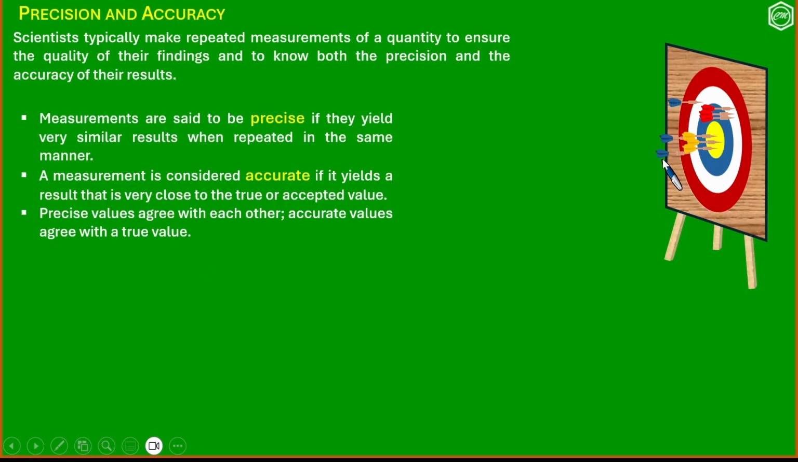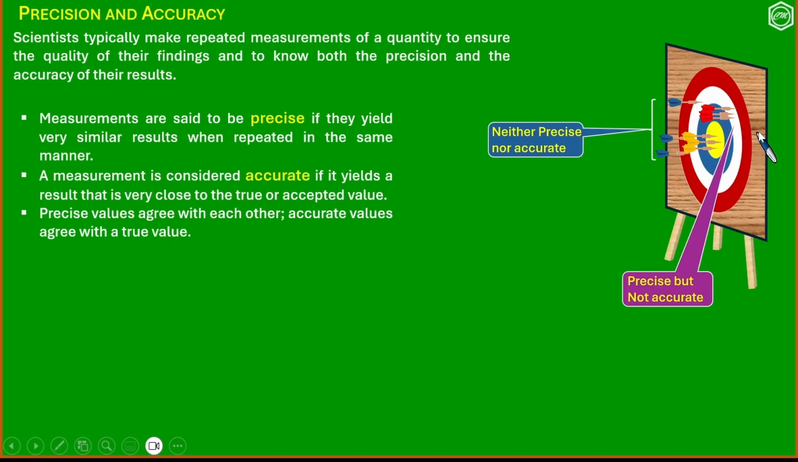Take Johan's darts. They are far apart, these blue darts, and they are outside the target. So they are neither precise nor accurate. Now come to Noel's darts. They are very close to each other. That is, repeated attempts are very near. So they may be precise, but they are all outside the target. So his attempts are precise but not accurate.